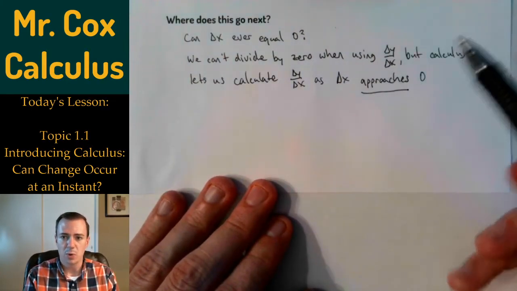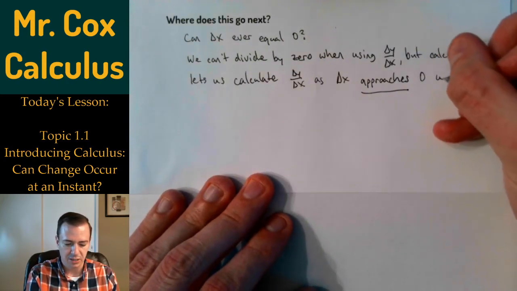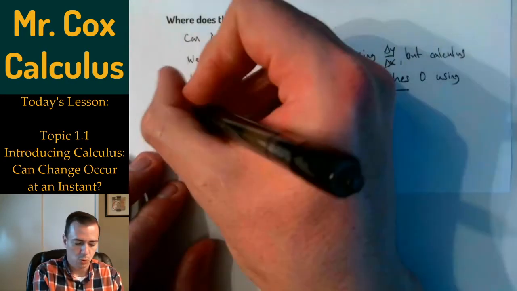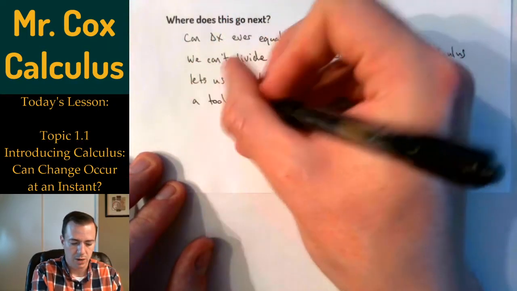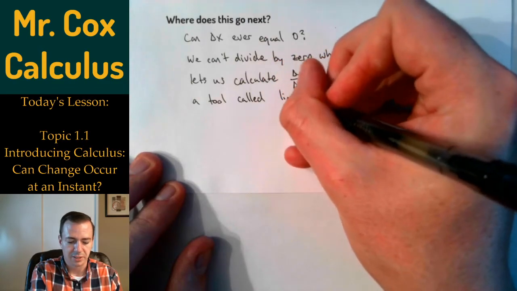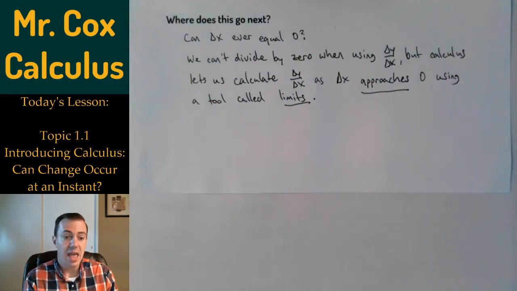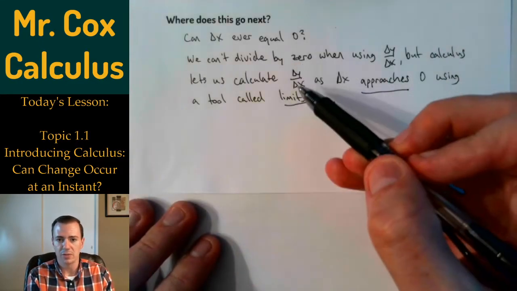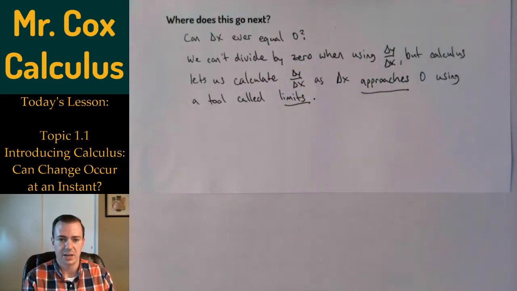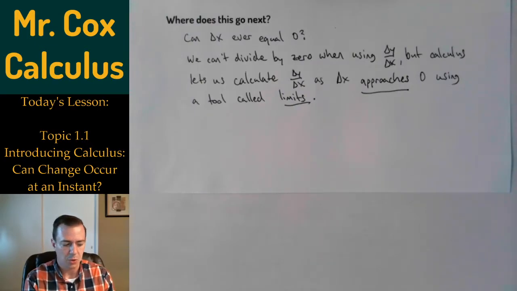And the reason why we're going to be able to actually evaluate or calculate this is going to be using a tool or an idea called limits, which are going to allow us to really describe the behavior of certain things, even though the function may not be defined there. So delta y over delta x is undefined as delta x equals 0 because we can't divide by 0. But we were able to make an important statement as delta x got really close to 0.